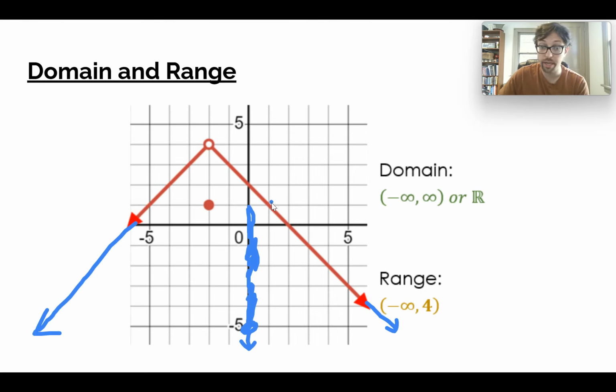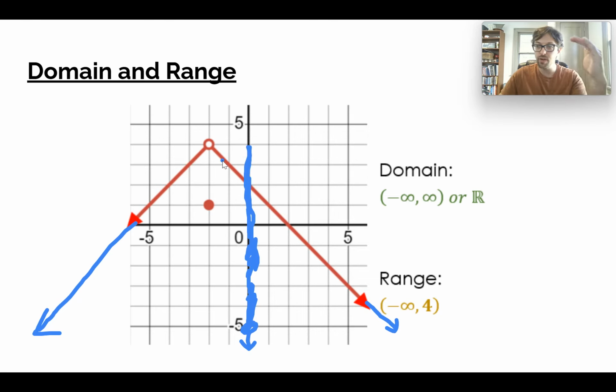So right here we get an output of 1. Right here, we get an output of 1. And right here, we get an output of 1. So all of those values are part of our range. Same thing with 2. But then by the time we hit 4, we kind of run out of graph.